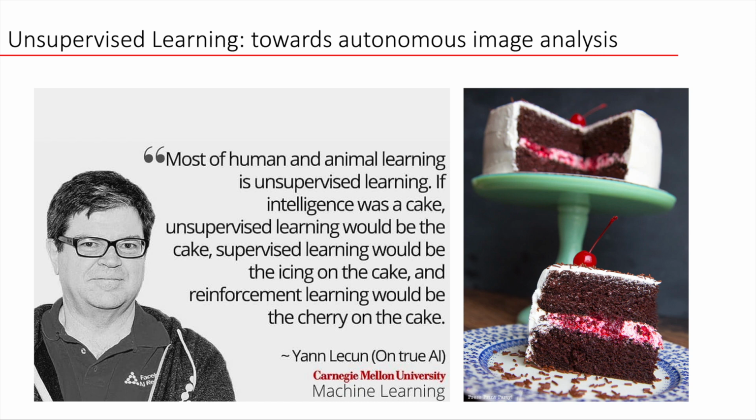This is a quote by Yann LeCun that I really like. It just shows how excited the field is about unsupervised learning, where he tries to relate learning to a cake. So he says most of human and animal learning is actually unsupervised learning, and if intelligence was a cake, unsupervised learning would be the cake, supervised learning would be the icing on the cake, and reinforcement learning would be the cherry on the cake. So you can see the relative proportions.